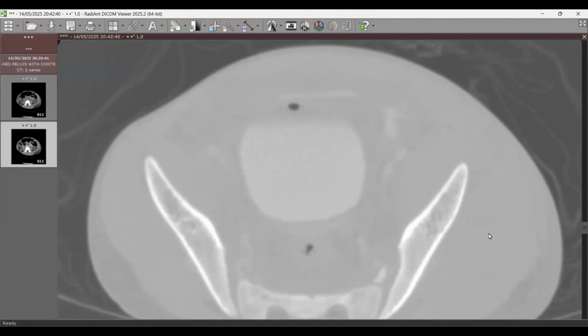And can you tell me the classification of bladder injury? Sir, I remember intra and extraperitoneal bladder ruptures. Five types. No, sir, I cannot recall right now. All right.